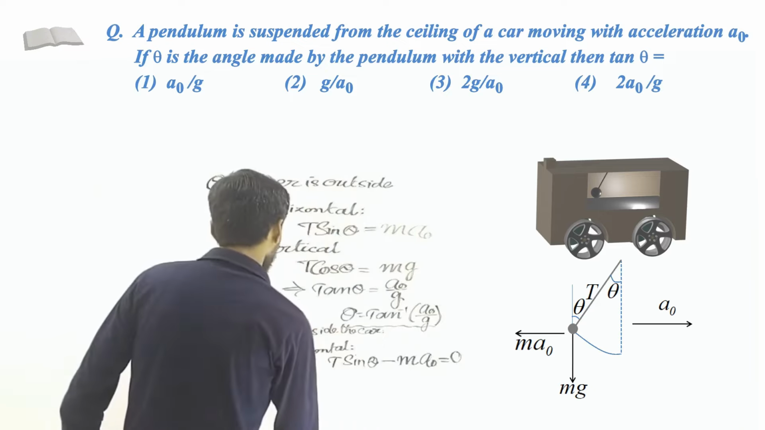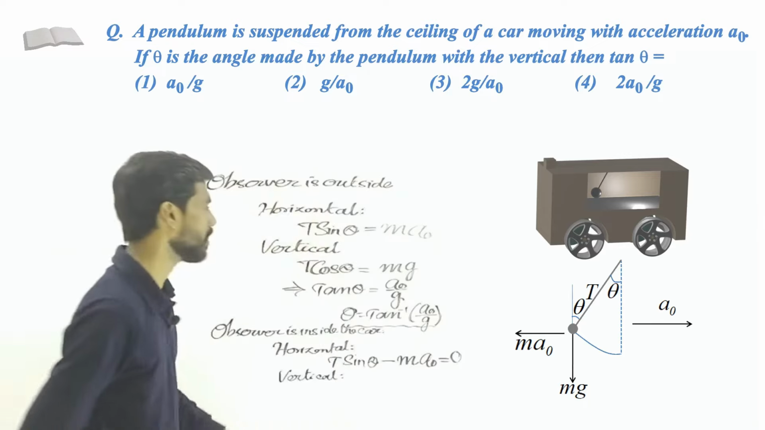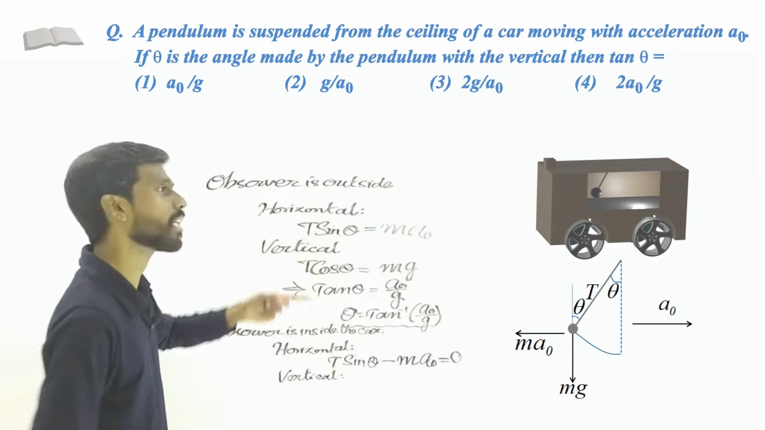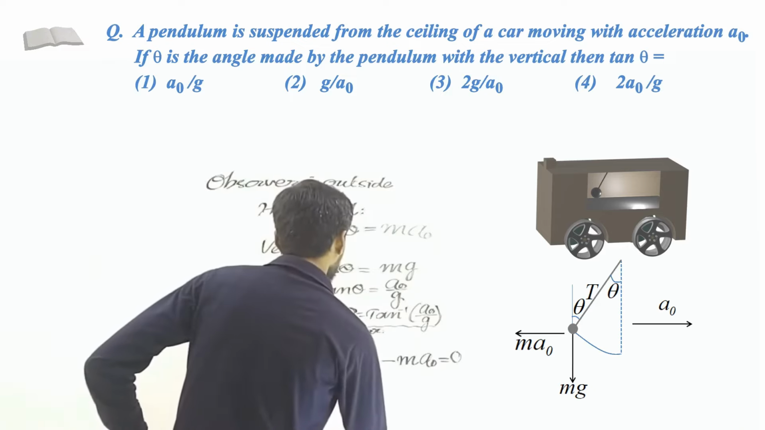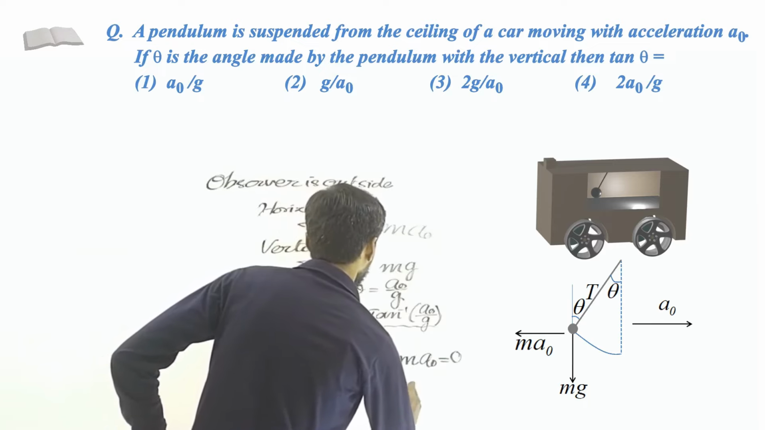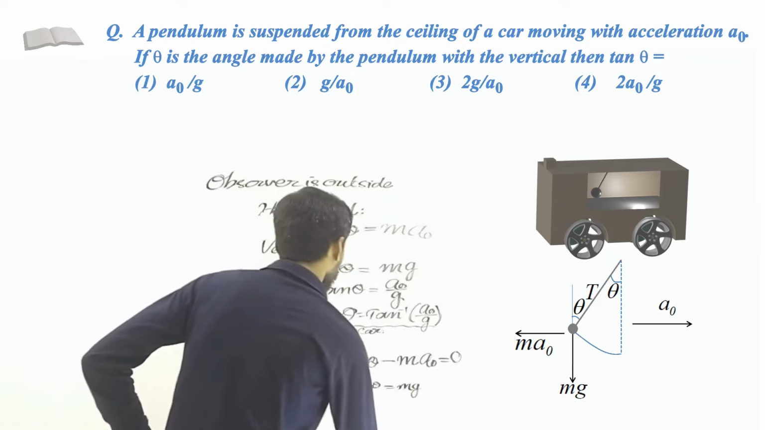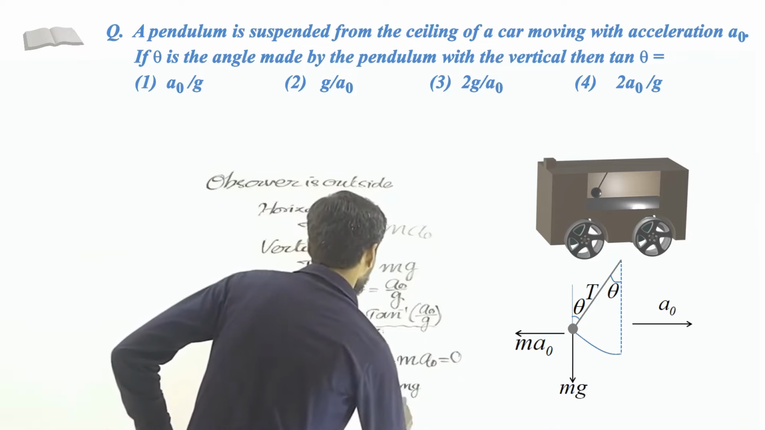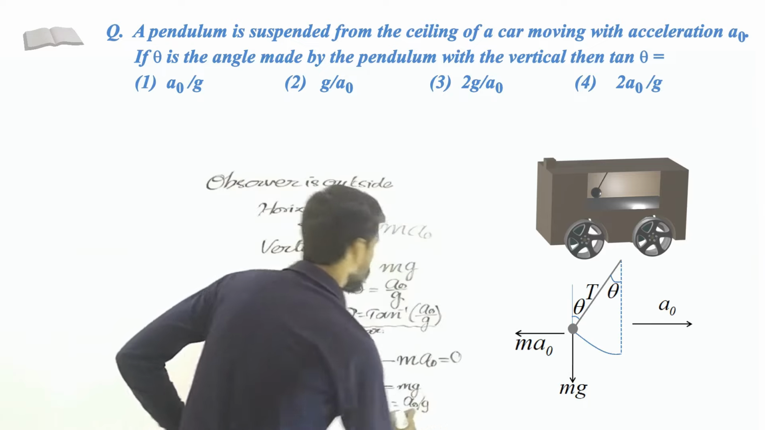That is horizontal. Then we can also take vertical. In vertical there is no difference. The only forces in the vertical direction are the gravitational force and the component of the tension force. So T cos theta is equal to mg. If you solve this, you will get the value. Same thing: tan theta is equal to a0 divided by g. So that's also the same answer we will get.